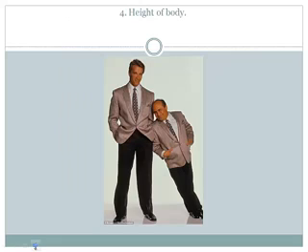Number 4, height of body. You see this man is quite tall. This man is quite short. It could be from the family trait where probably the mother is tall or the father is tall. Now it's most likely that either of the child will get the trait of the father and the other one will get the height of the mother.